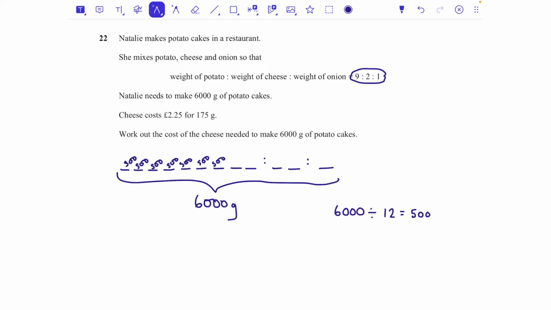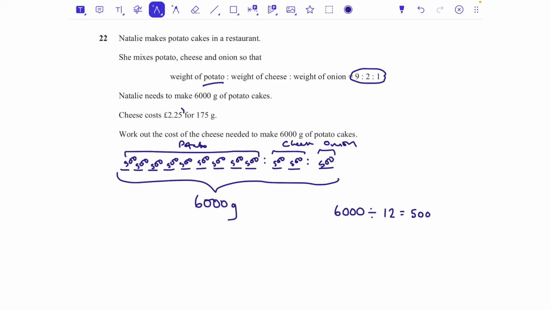And that tells me the weights of each of the ingredients that I need to put in the potato cakes. Or Natalie needs to put in the potato cakes. So we need this much of potato. That's the first word, potato. And then this much of cheese and this much of onion.